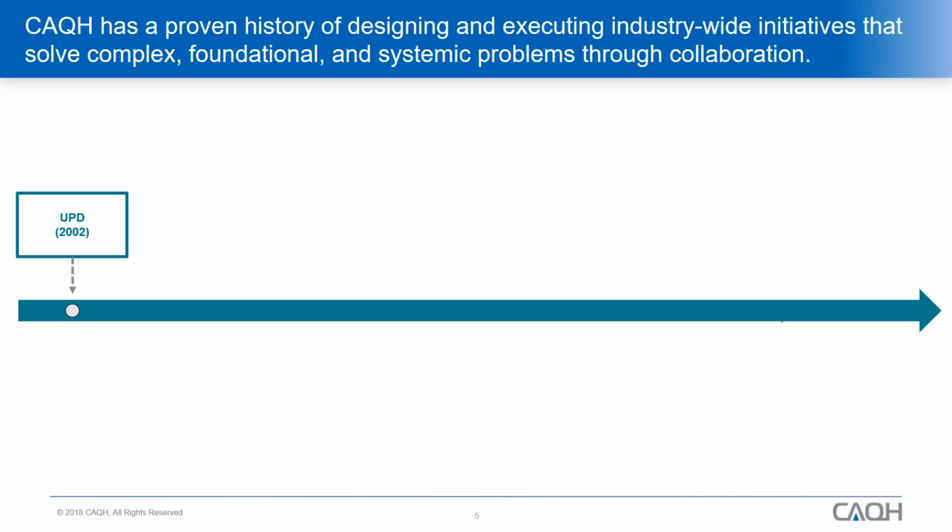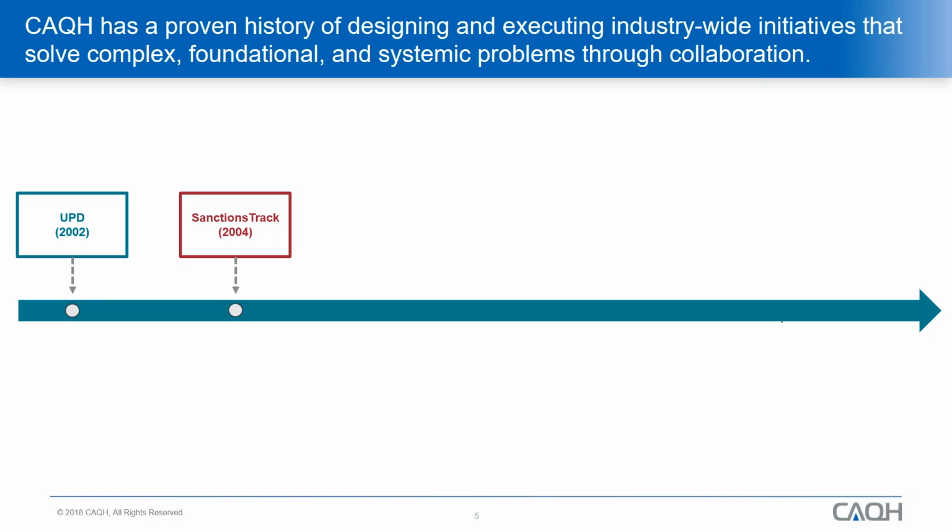So first was our UPD solution, Universal Provider Database. This is sort of the older name for what is now CAQH ProView. It's really focused on the credentialing use case and ensuring that there's one place where we can collect provider data and provide it to the health plans and reduce our dependency on paper applications.